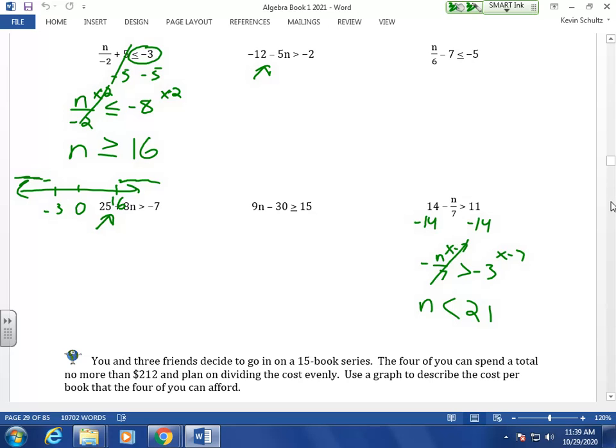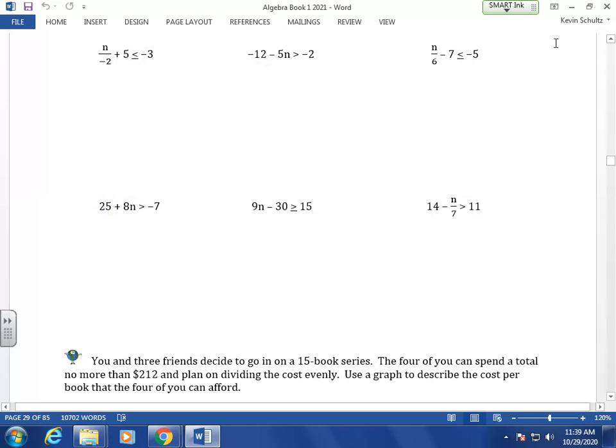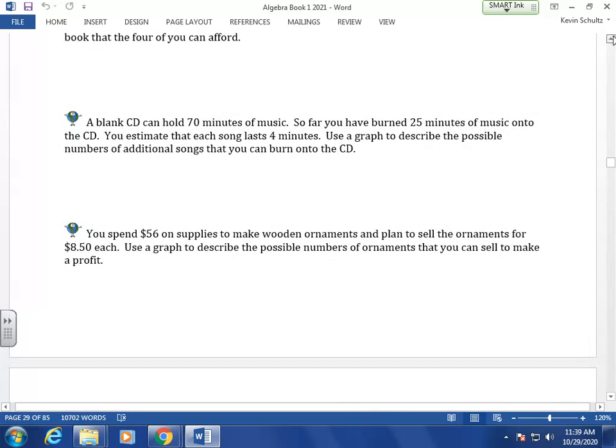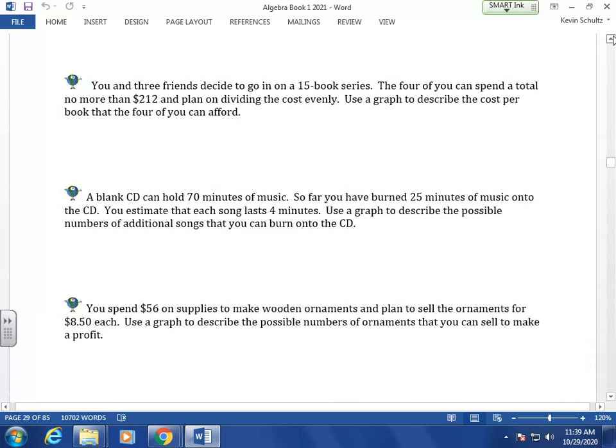Okay, the word problems. Some real life application of inequalities. You and 3 friends decide to go in on a 15-book series. The 4 of you can spend a total no more than $212, and plan on dividing the cost evenly. Use a graph to describe the cost per book that the 4 of you can afford.